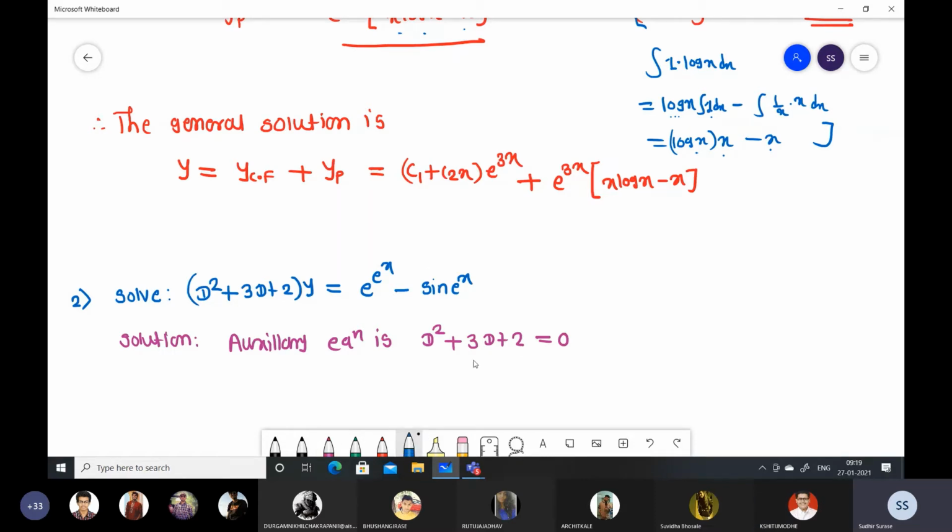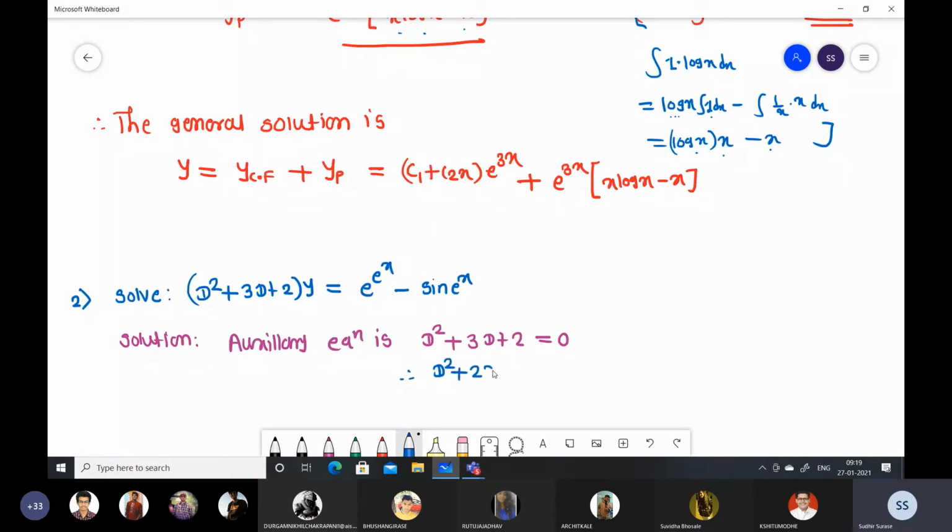Thank you. Now d square plus 3d plus 2 is equal to 0. Now I want to find the roots. So you have choices. You can use a calculator, factorization method, synthetic division, the quadratic formula, or any other method that you know. Here I'll just use the factorization.